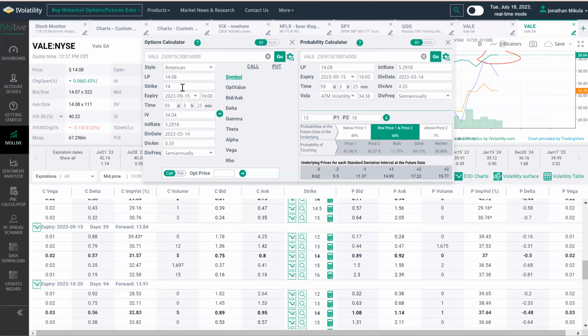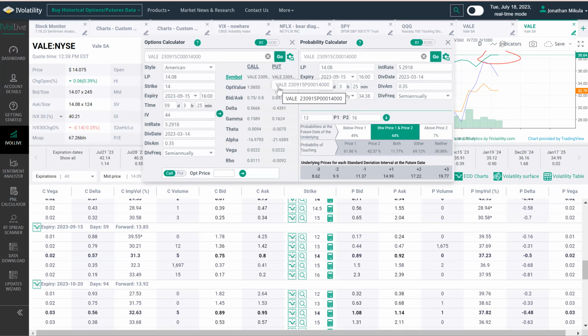Here's our last price. Here's our strike price that we've been analyzing. Here's our expiration. Here's our days to expiration. Here's the current implied volatility of this option. Obviously, the market doesn't trade in a vacuum. Neither does Vale, neither does this specific strike. So here you could say, well, what will happen if implied volatility goes from 34 to 44? What's going to happen to the pricing? And what this will do is update all this pricing for you.